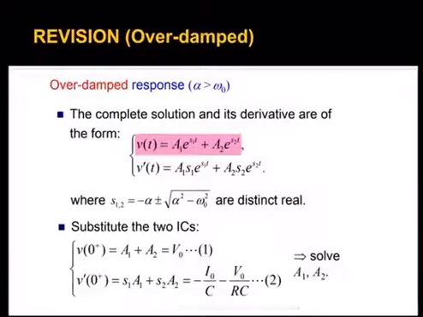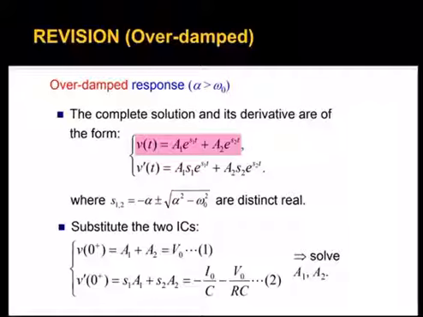Okay, this is also a revision for the overdamped case. In order to have the overdamped response, the complete solution is in the form of V(t) equals A1 e to the power S1 t plus A2 e to the power S2 t. And from this V(t) equation, you also find the derivative.